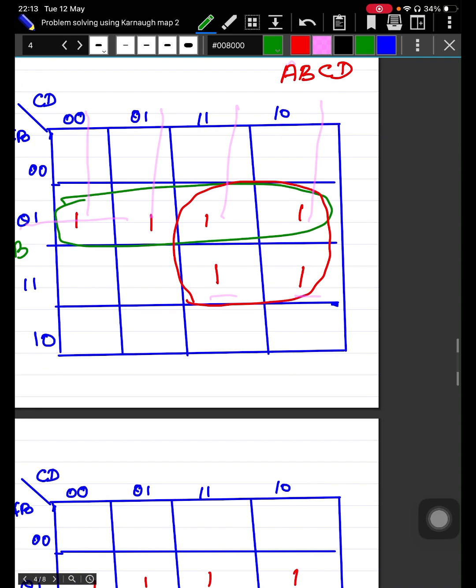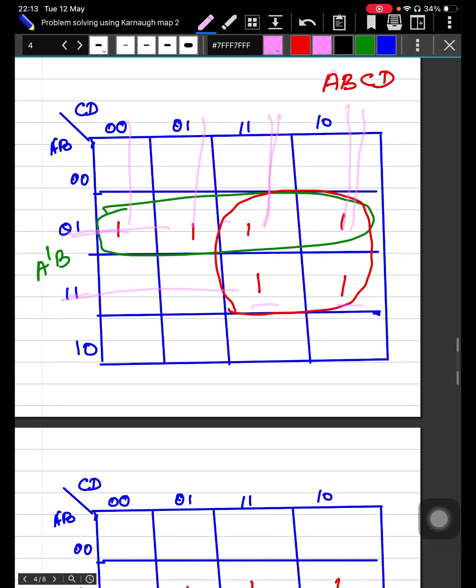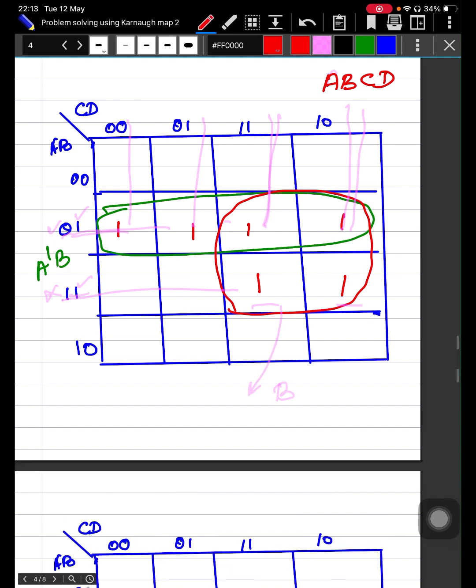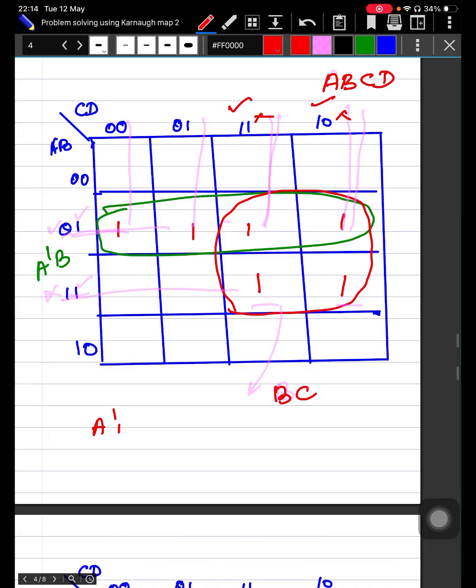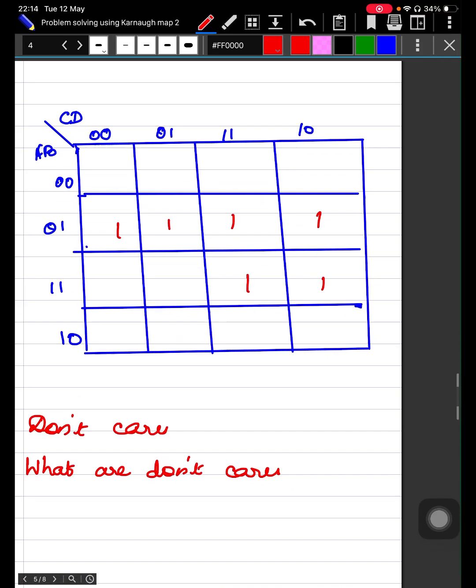Take the red group. In the red group, again, project it row-wise and column-wise. In the row, nothing is common except B is 1, so B. And in the column, C is 1 is the only thing common because D is different. So, BC. What's the final expression which we get from here? A dash B plus BC. Simple, right?